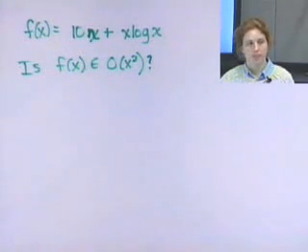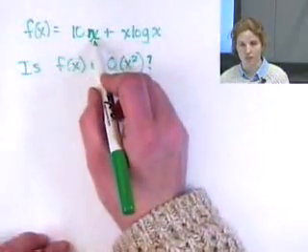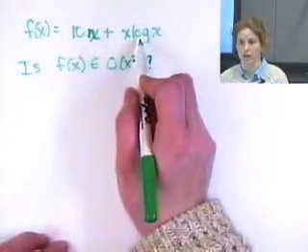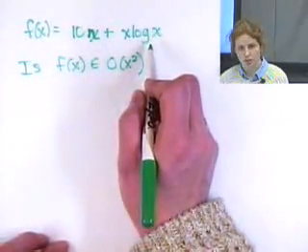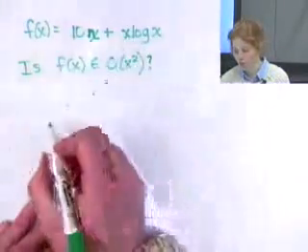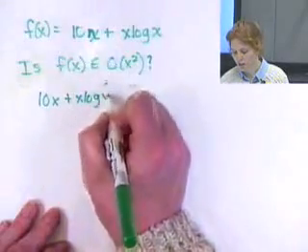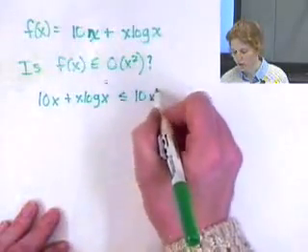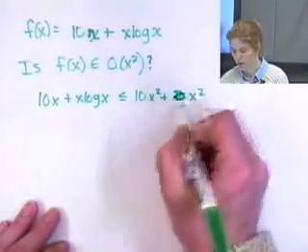Because it's x versus x squared. So x squared is bigger than x, and it's also bigger than x log x. And this is just a sum, and both of them are less than x squared, so the sum is going to be less than a constant times x squared. So I could prove it by saying that 10x plus x log x is less than or equal to 10x squared plus, I don't need a 10, just an x squared there.